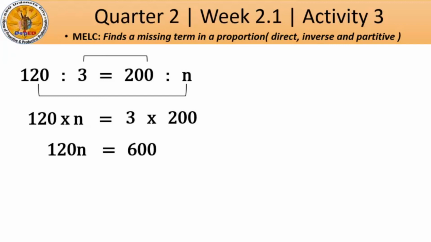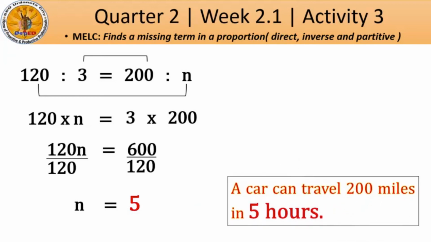We are looking for the value of the missing term n, so for us to find it, n should only be the one left on the left side of our proportion. What we will do is to divide 120n by 120 to cancel out 120. And only n will be left on the left side of our proportion. Since they are equal, we also divide 600 by 120. So we have n is equal to 5. A car can travel 200 miles in 5 hours.